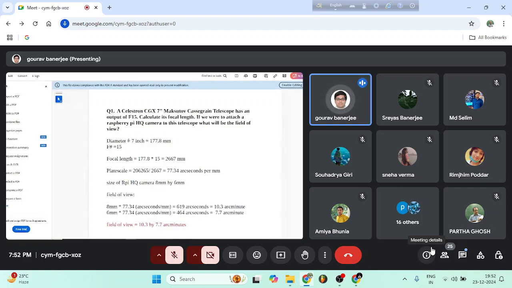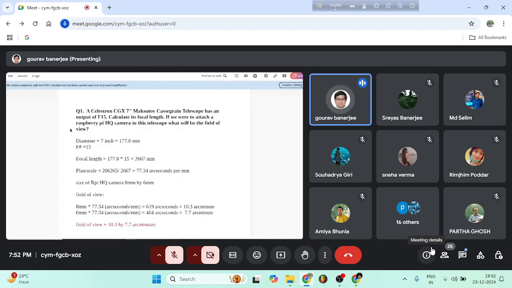Well, what is the diameter of the telescope? They say it's 7 inch, so 7 inch is about this many millimeters. It has an f number of f15. So the focal length is D times f. So this is the focal length. We found the focal length, simple enough.